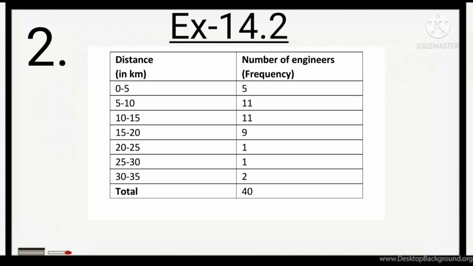The basic feature we can see from this table is that two engineers are living at a distance above 30 kilometers from their place of work. So students, try to do the remaining questions of this exercise. As you can see, this exercise is very simple. You just have to see the information and write it in tabular form, either in a frequency distribution table, grouped or ungrouped. Try to do this, and next we will discuss in class. Thank you.